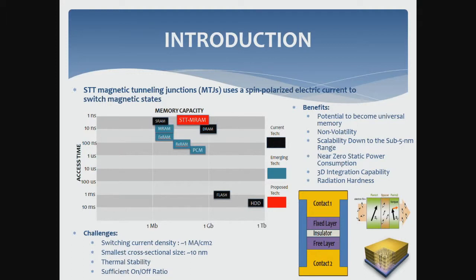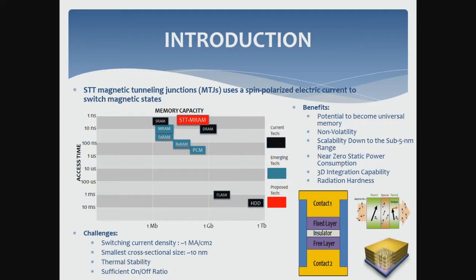We effectively switch the free layer by driving a spin polarized current through the junction. And we can define two different resistive states, one parallel and one anti-parallel. Parallel means the 0 bit or the low resistive state, and anti-parallel is higher resistance, defining a different state.